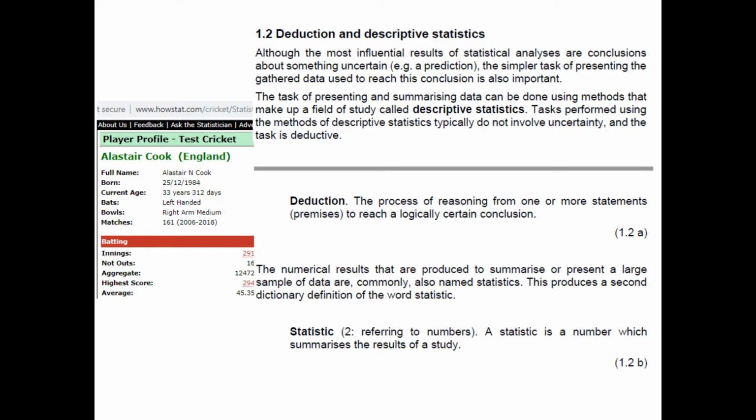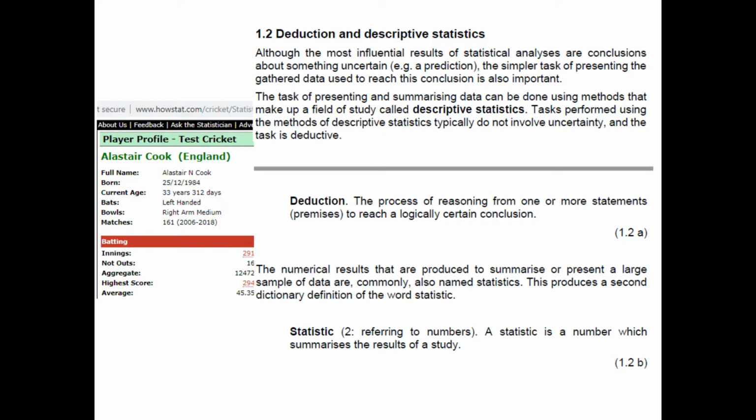Another statistic is that his current age, it says, is 33 years and 312 days. So there we are. There's no doubt about that. This means there's another use of the word statistics. So definition 2 refers to numbers. A statistic as a number is something which summarizes the result of a study. So, for example, a batting average.